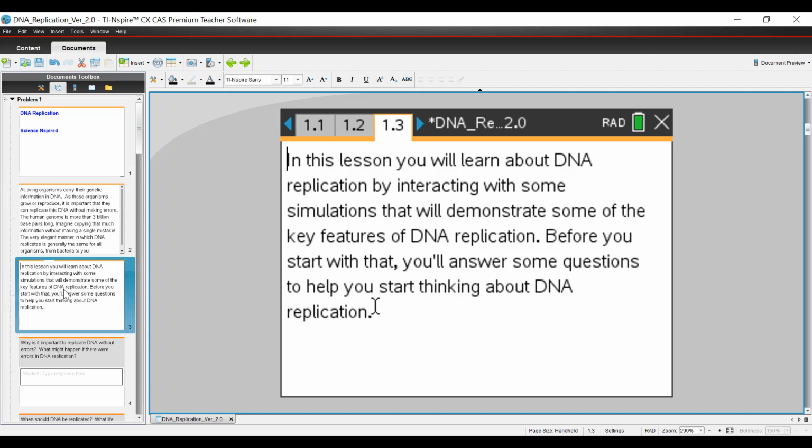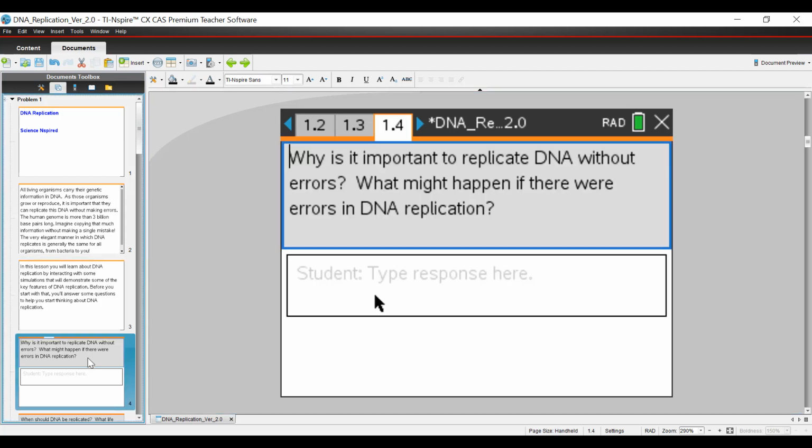All right, so 1.3, we're going to learn about DNA replication. We've got some simulations here that we're going to interact with and kind of illustrate the processes of DNA replication, the enzymes that are involved, some key differences from one strand of DNA to another. And so let's keep moving.